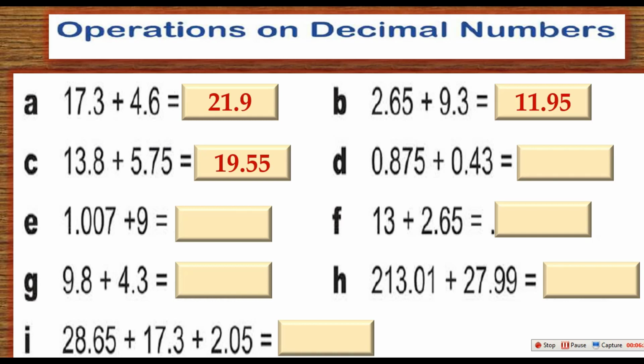So 5 plus 0 equals 5. 7 plus 3 equals 10. 0 and carry 1. 1 plus 8 equals 9. 9 plus 4 equals 13. Write 3 and don't forget to put the decimal point, carry 1. So the sum is 1 and 305 thousandths.